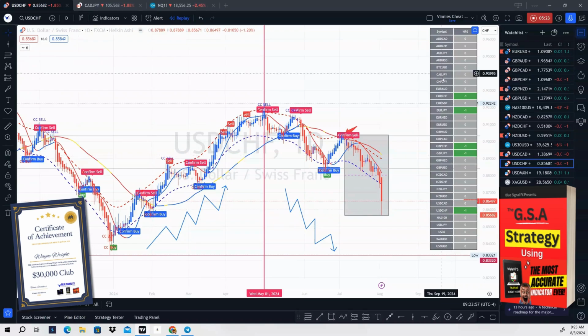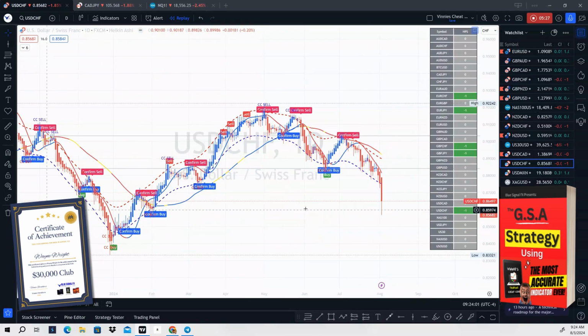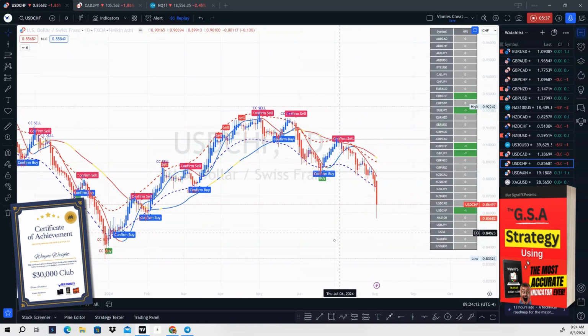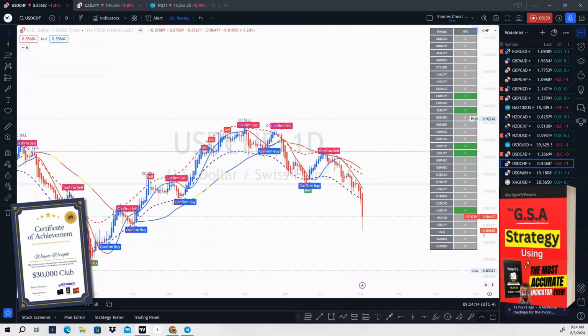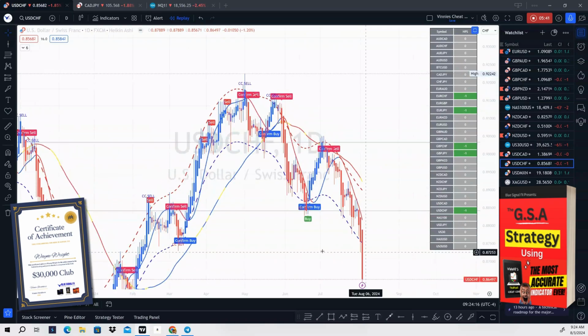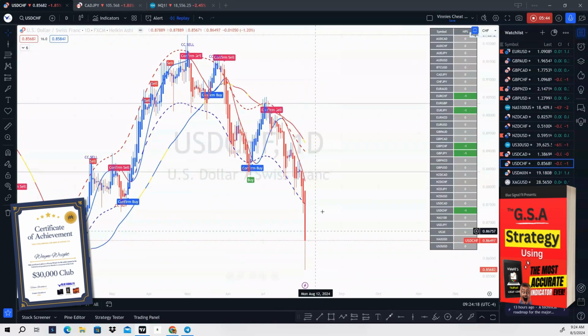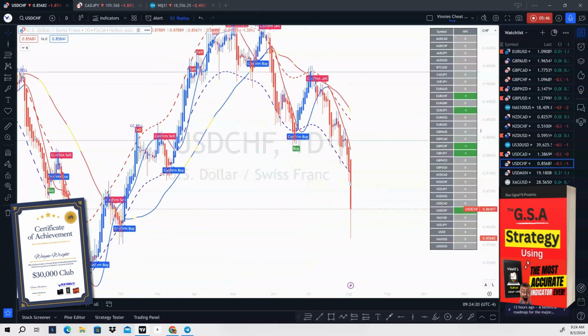And we can see here on the daily time frame, we have some signals, right? We have a signal for USD CHF for a buy, all right? So if it's telling us to buy here on the daily time frame and we are bearish, that means that price is going to make a correction. So we have to get ready for a correction, all right?